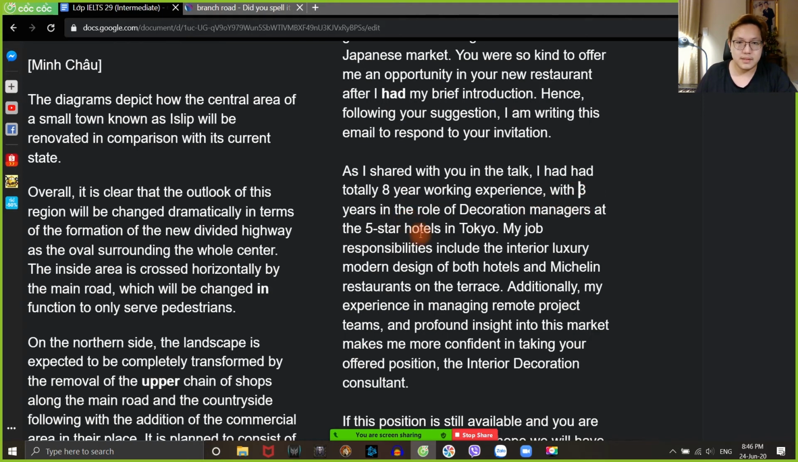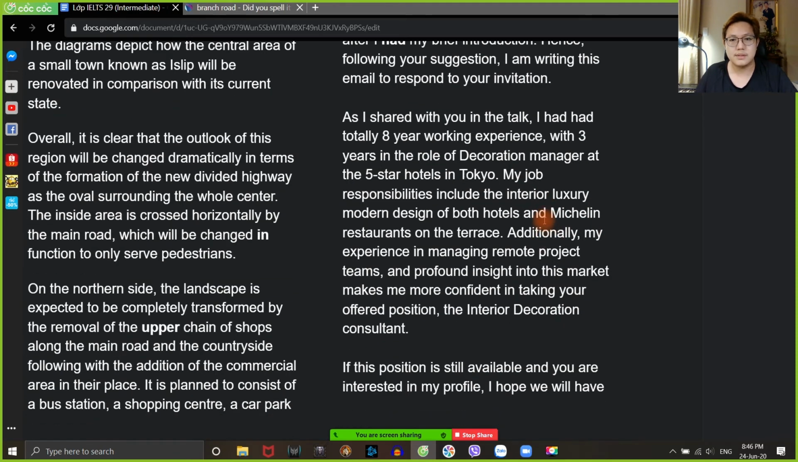with 3 years in the role of decoration manager. You are only one manager. At the 5-star hotel in Tokyo. My job responsibilities include the interior.